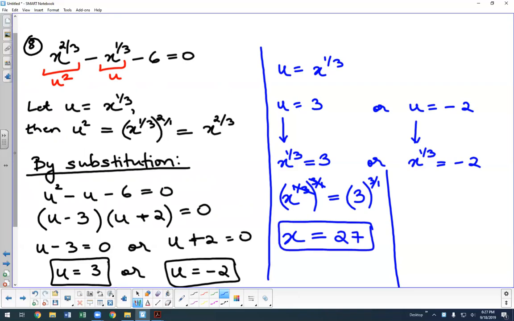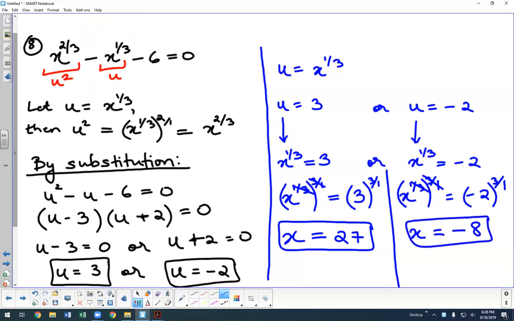So that's one of our answers. What do you think this one will become? X equals -8. Yes, very good. We're raising both sides to 3 over 1 again. These cancel out, giving us x equals -2 times -2 times -2, which gives us -8.